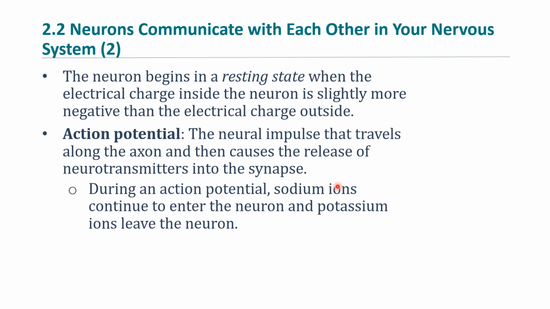After it has an action potential, the electrical impulse, there's something called the sodium potassium pump, and that helps return the neuron to a resting state. Right after the action potential, it has to spit out those positive sodium ions that had just rushed in, and it allows potassium ions to come back into the neuron. So it goes back to its negative resting state.